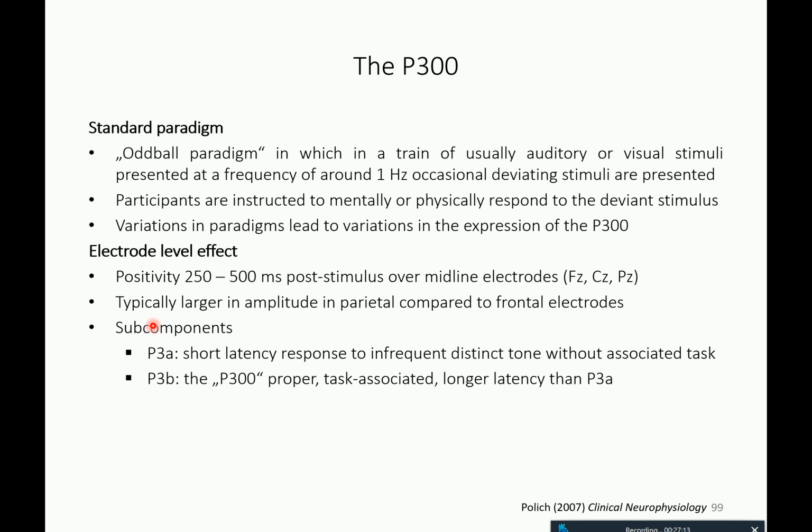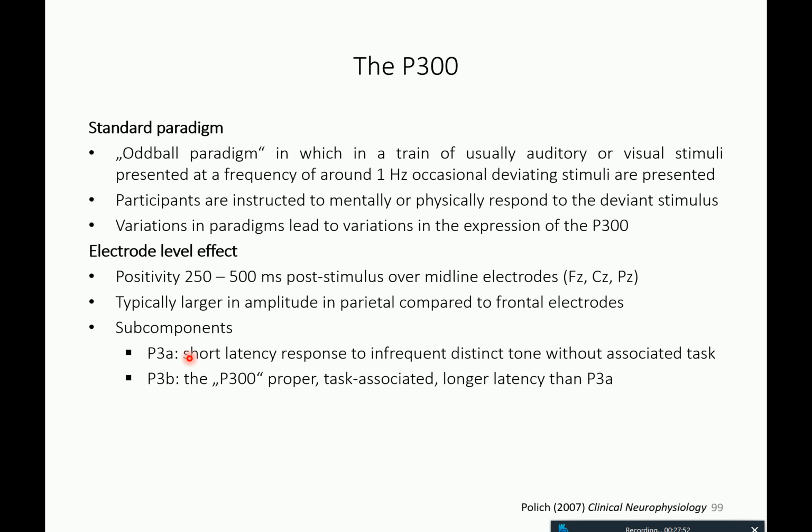By varying paradigms in this regard, there are also different aspects to the P300, namely P3A and P3B. In general, the P300 is a positivity over midline electrodes in response to all sorts of sensory stimulation. You can have that for auditory, for visual, or for multisensory stimulation. It's a positivity around 300 milliseconds per stimulus, a little bit larger in parietal as compared to frontal electrodes. And then it comprises at least two subcomponents, referred to usually as P3A and P3B.